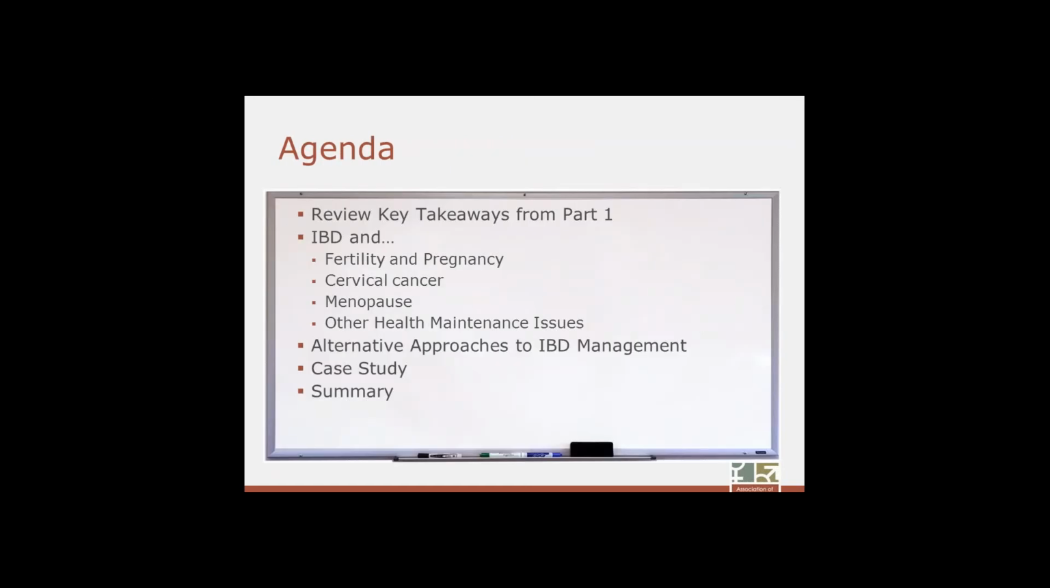This presentation will be divided into the following sections. An overview of inflammatory bowel disease. We'll also discuss key takeaway points from Part 1, IBD and fertility and pregnancy, cervical cancer, menopause, and other health maintenance issues. We will also briefly discuss alternative approaches to IBD management, followed by a case study, question and answers, and summary.